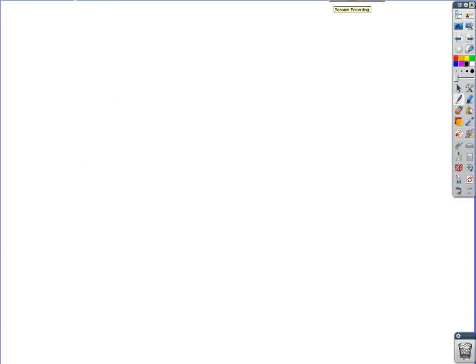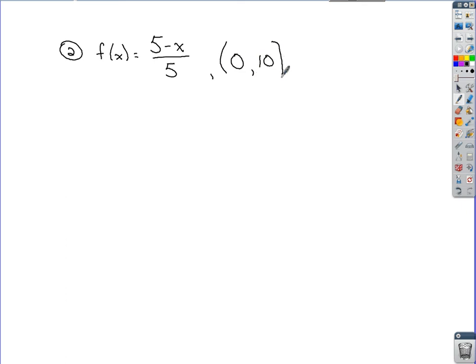All right, we'll try another one here with some restrictions. This time we're going to let f of x equal 5 minus x all over 5. Restriction on this one be 0, not included, up to 10, which is included.